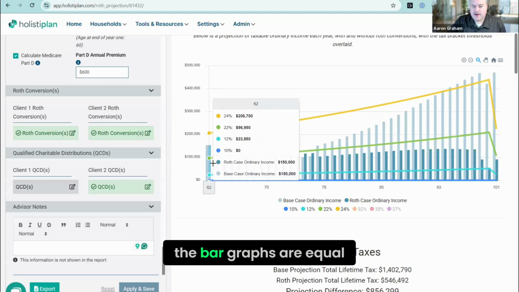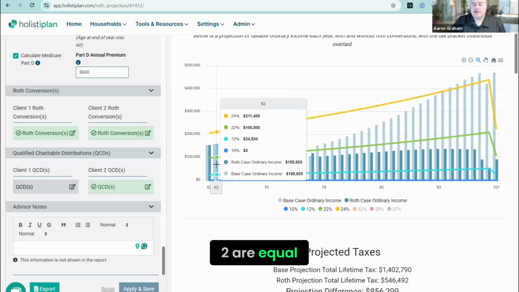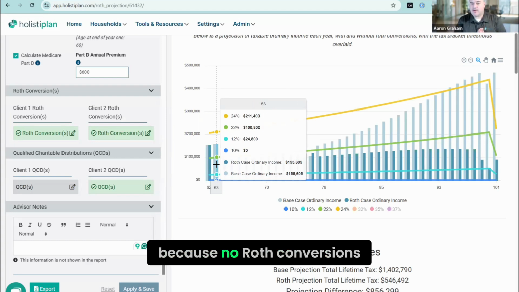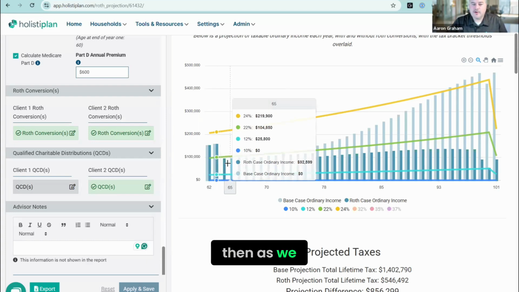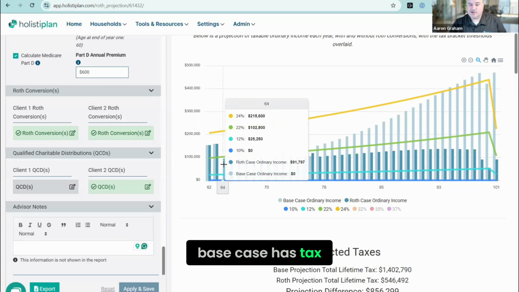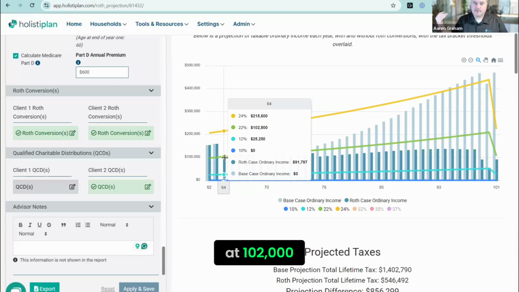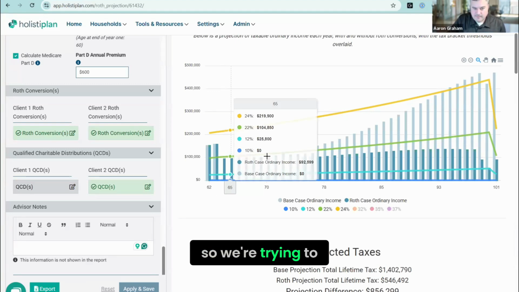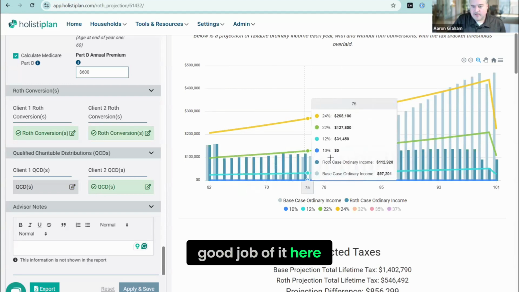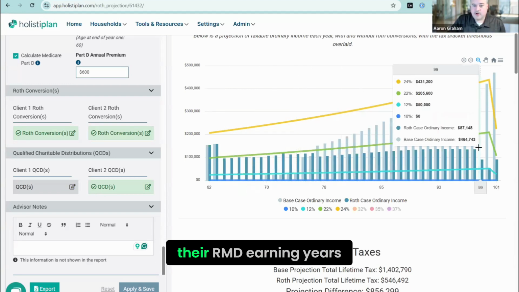But in the years where the bar graphs are equal, you can see these two are equal. That's because the ordinary or the base case is the same as the Roth case because no Roth conversions are happening. As we go over time, base case has a tax bill of 0, but we're creating $91,000 of income at age 64 for Bob, for example. We're trying to fill up this 12% bracket. The 12% bracket ends at 102,800, which is where the 22% bracket begins. So we're trying to fill that up, and we do a pretty good job of it here throughout their pre-RMD years.